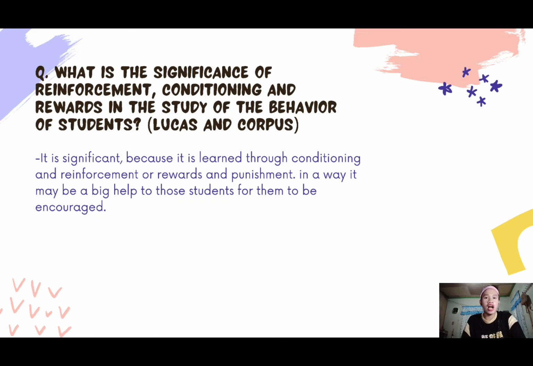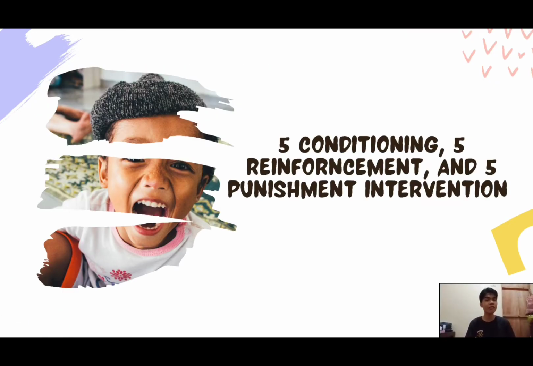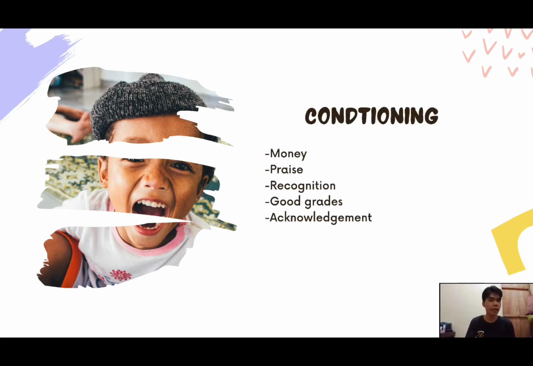Giving them reward or points and punishment will help them grow as students. So these are the 5 conditioning, 5 reinforcement, and 5 punishment interventions that can help eliminate and develop good behavior. In conditioning, it could be anything from the following: money, praise, recognition, good grades, and acknowledgements.